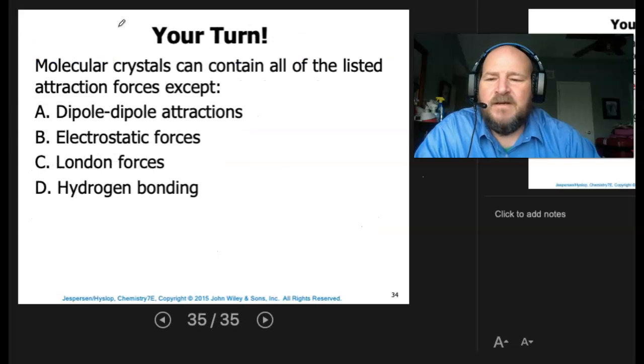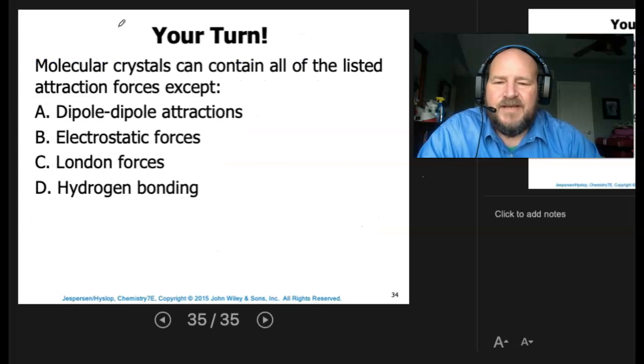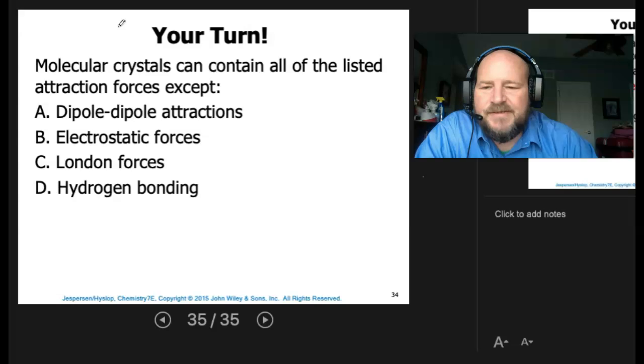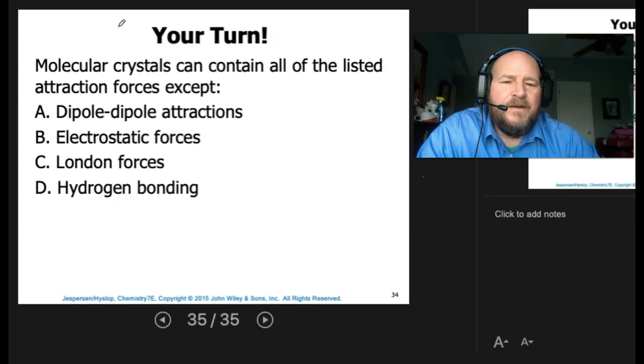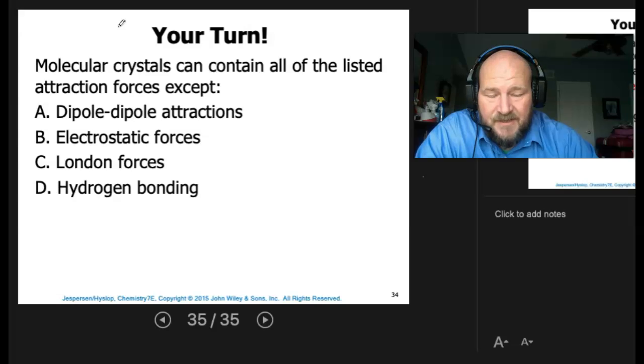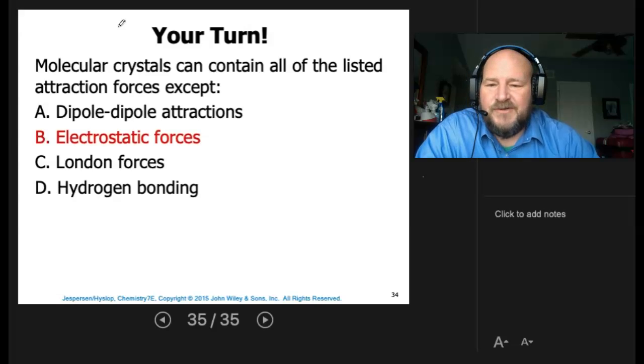Right? Now, molecular crystals can contain all of the listed attraction forces except: dipole-dipole attractions, electrostatic forces, London forces, or hydrogen bonding. Well, since it's molecular, we know we can't have ions there. If there's no ions, right, we lose the electrostatic.